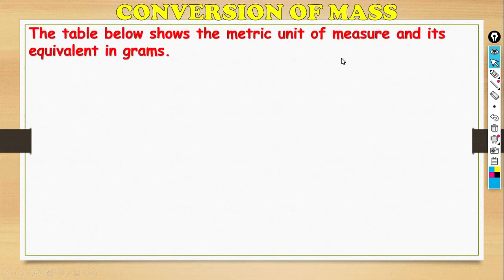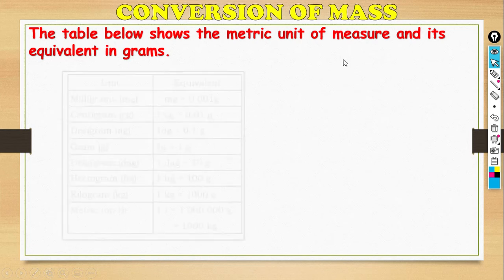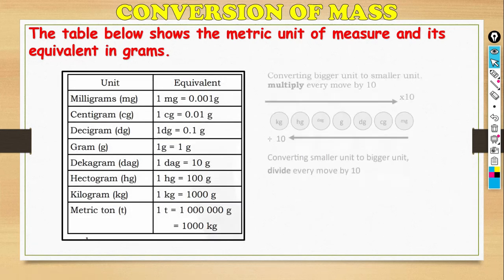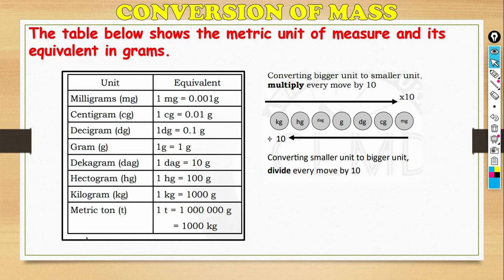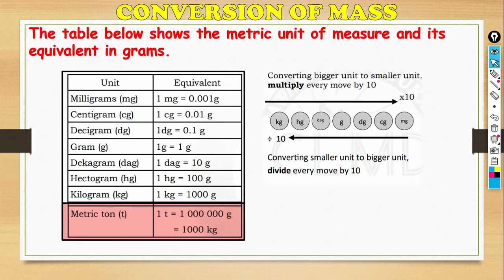Conversion of mass. So, the table below shows the metric unit of measure and its equivalent in grams. Yan. So, ang process natin dito para mas mabilis, yung pag-move lang din ng decimal point from left to right or from right to left. So, maliban dun sa metric ton, halos 3 zero madadagdag kapag na-convert siya from kilogram to ton.